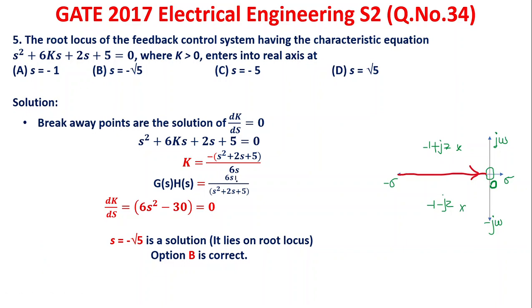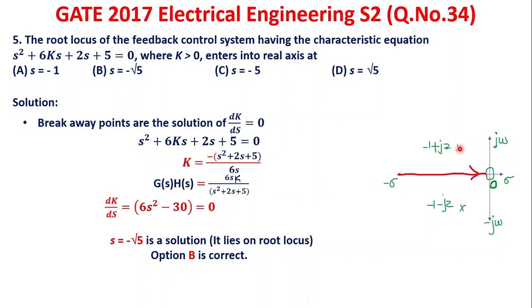So 6ks. So 6 times k by s square plus 2s plus 5. If you take the characteristic equation 1 plus g of s h of s equal to 0, s square plus 2s plus 5 plus 6sk equal to 0, that is this. So if you find the zero, s is equal to 0 is a zero. S square plus 2s plus 5, you will have complex poles, minus 1 plus j2, minus 1 minus j2.